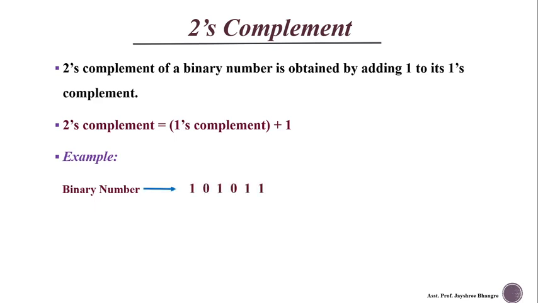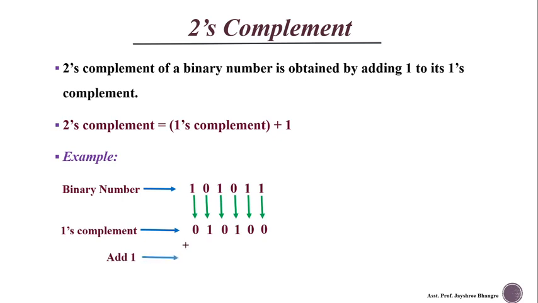If the given binary number is 101011, the 1's complement of this number is 1 converted to 0, 0 converted to 1, 1 to 0, 0 to 1, and 1 to 0. So 010100 is the 1's complement of the given number. To get the 2's complement, we have to add 1 to this 1's complement. So we will get the 2's complement of the given number. So this is the 2's complement.